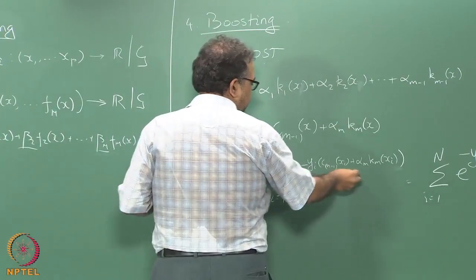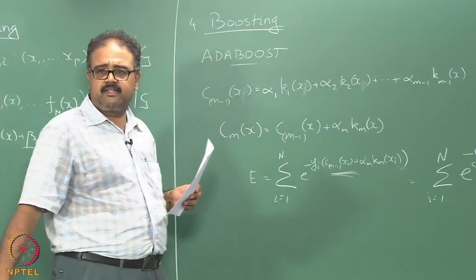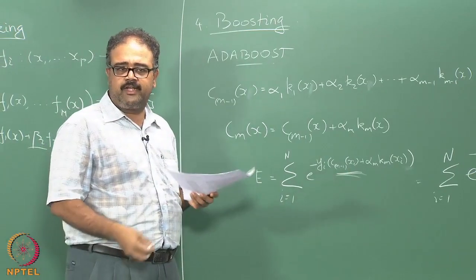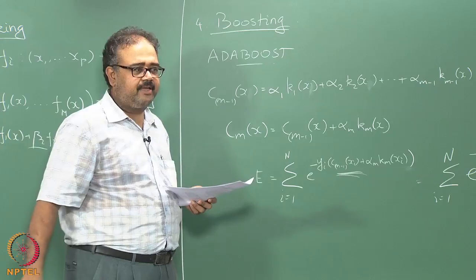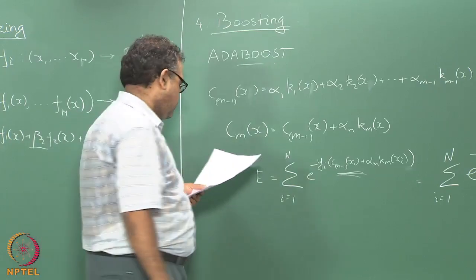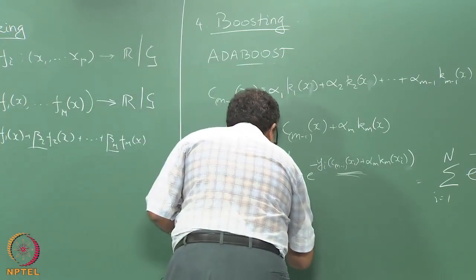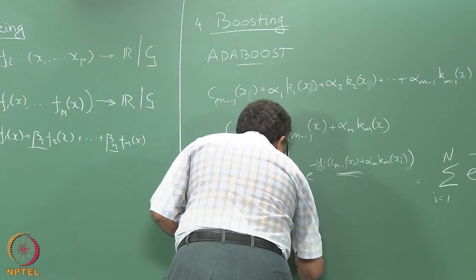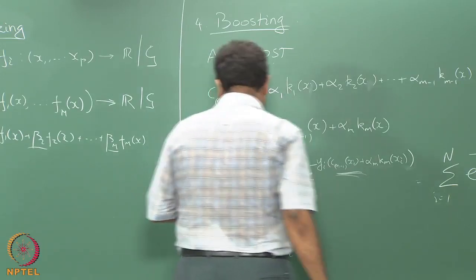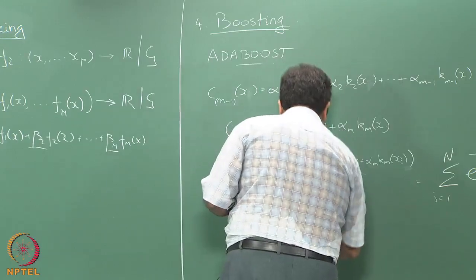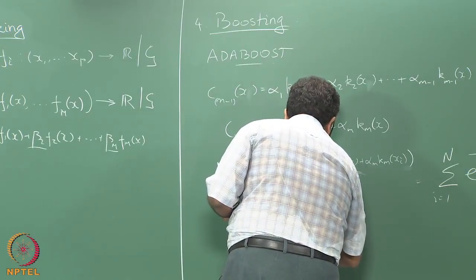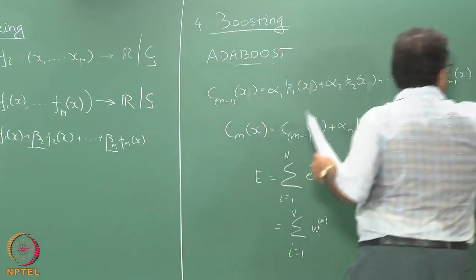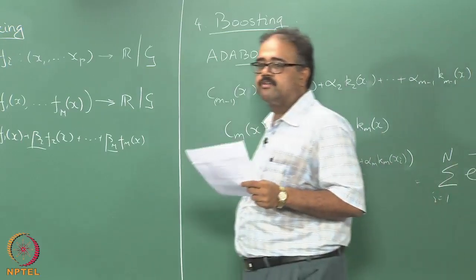So this thing we already know, right? So there is no control we have over that. That thing we already know, that's given to us. All we need to find is alpha m and Km, right? So I am going to rewrite this as, what's that? That's the loss function we are going to be using, right? That's the exponential loss function.